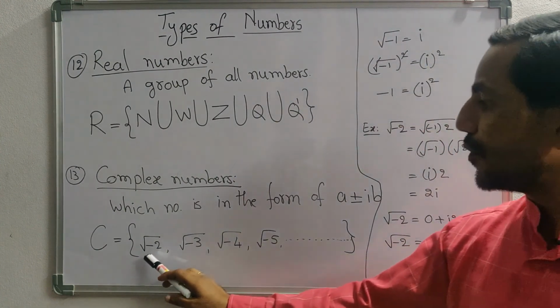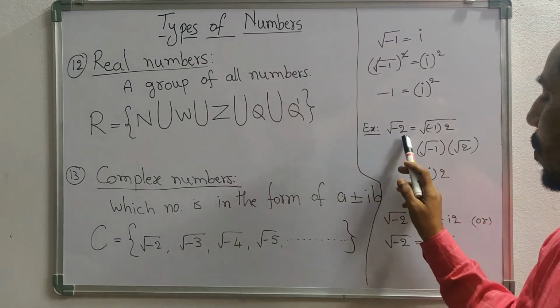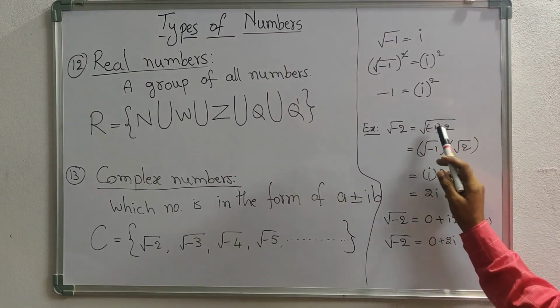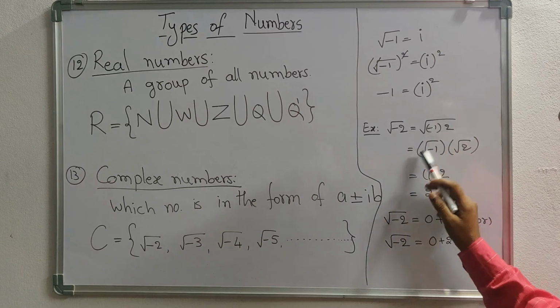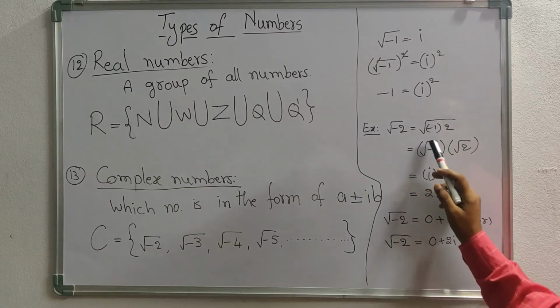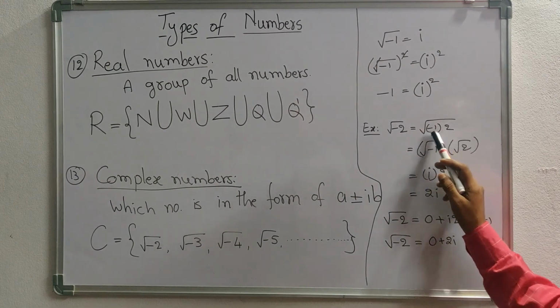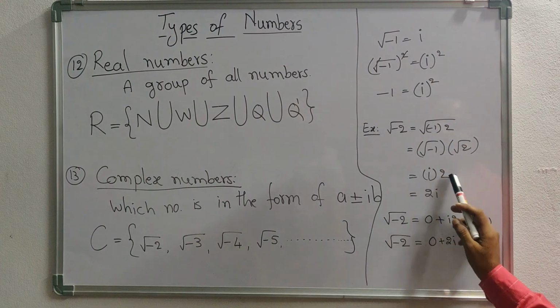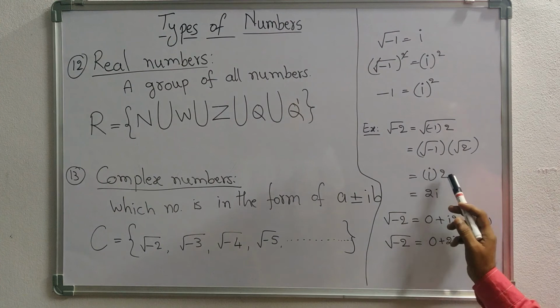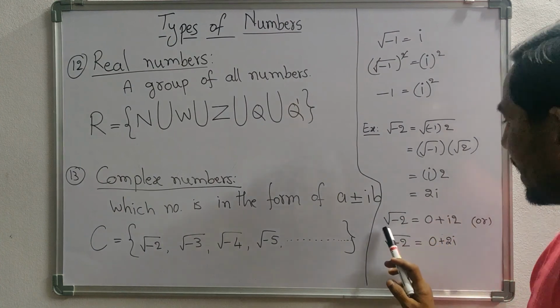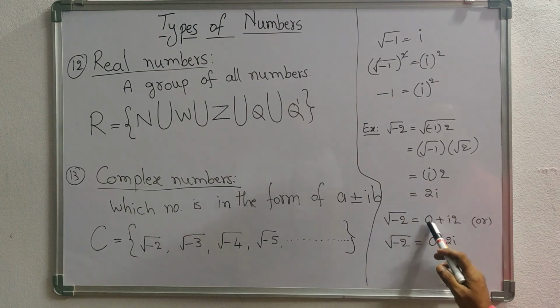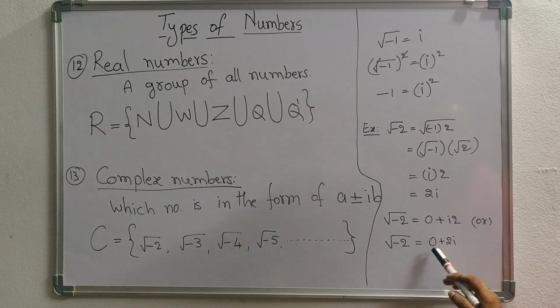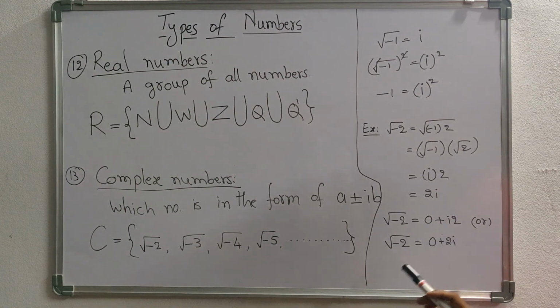For example, take root minus 2. It can be written as root of minus 1 into 2. Separate these two terms: root minus 1 into root 2. But root minus 1 is equal to i, we already know that, so i into root 2, which can be written as i root 2. So root minus 2 is equal to 0 plus i root 2.